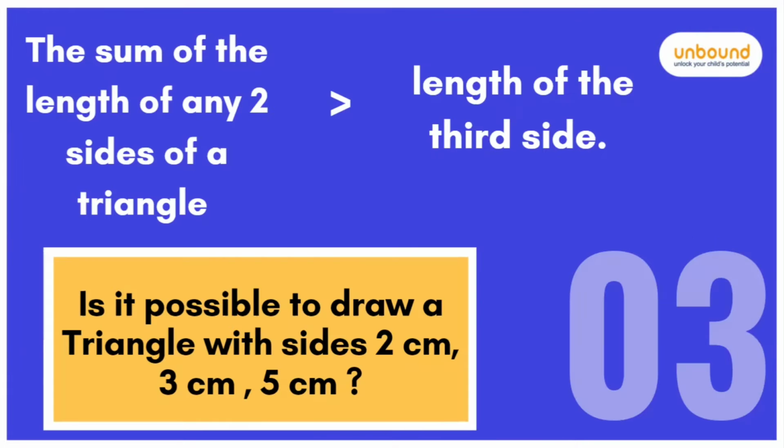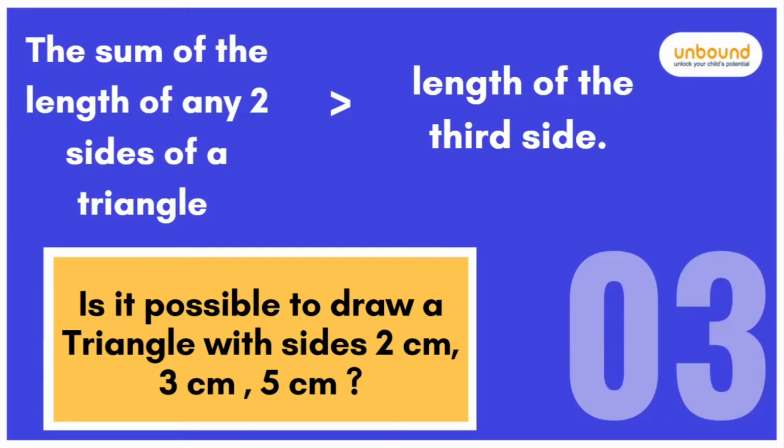So the third property, also called the triangle inequality theorem, lets you identify whether you can draw a triangle with the given sides or not. So here I have a question for you. Can you draw a triangle with sides 2, 3 and 5 centimeters? Can you draw a triangle with this?